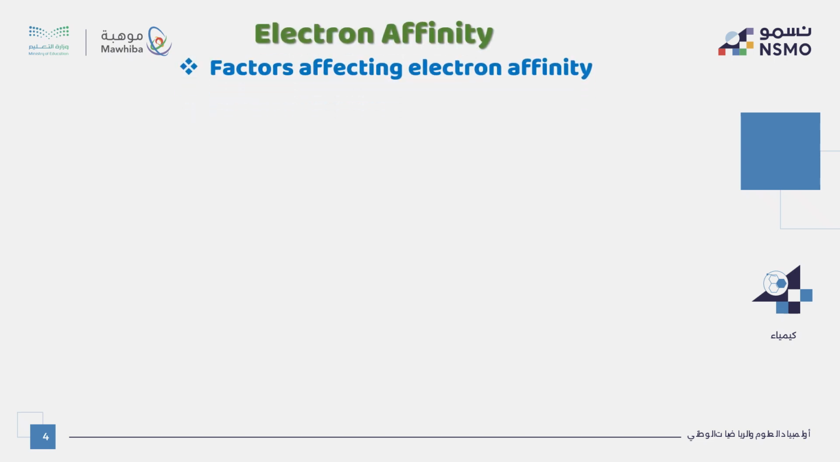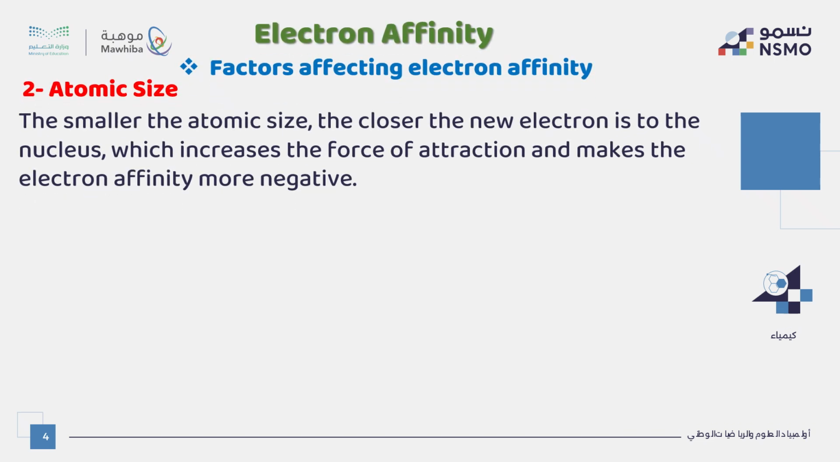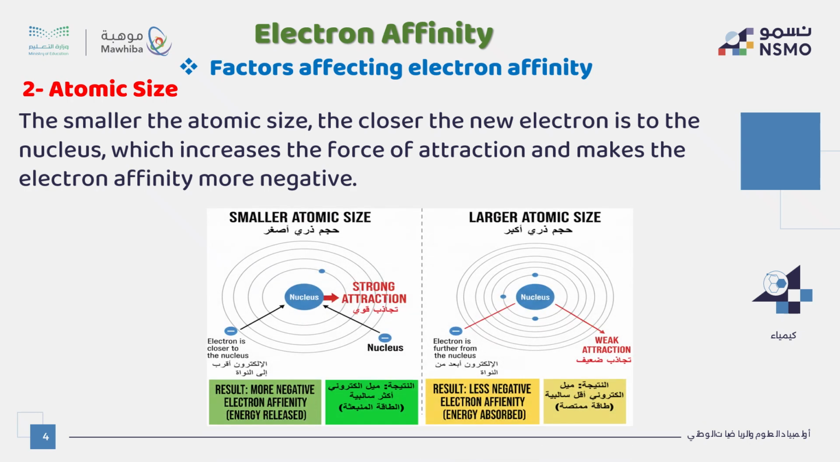The second factor is atomic size. Atomic size also plays an important role. When atomic size is small, the incoming electron is closer to the nucleus. The force of attraction is stronger. Electron affinity becomes more negative. When atomic size is larger, the incoming electron is farther from the nucleus, attraction is weaker, and electron affinity becomes less negative. So, smaller atoms usually have higher, or more negative, electron affinity.